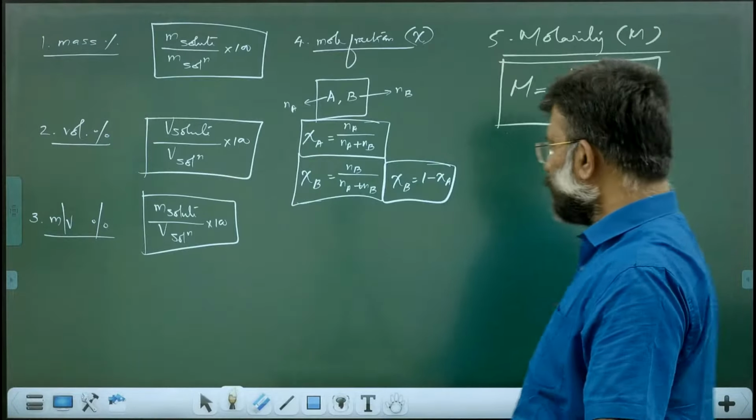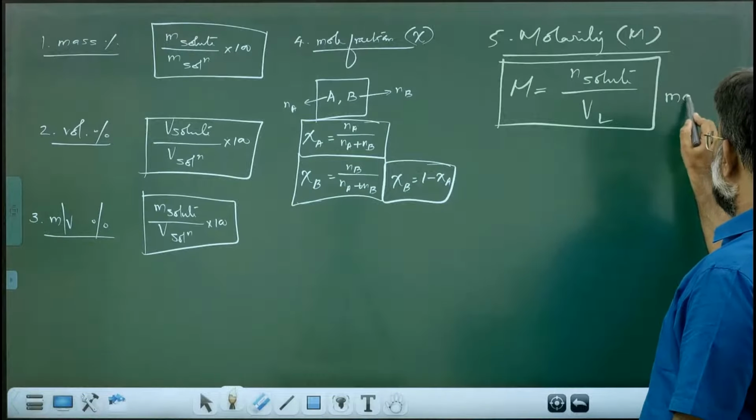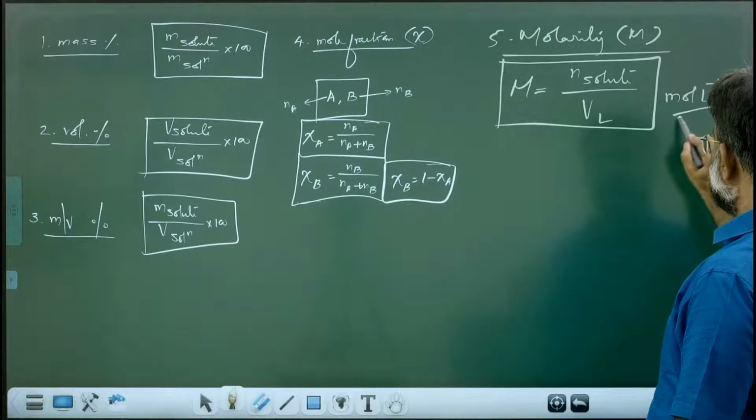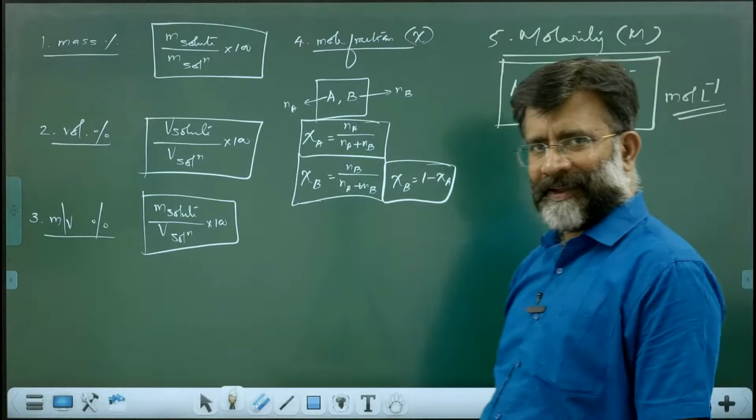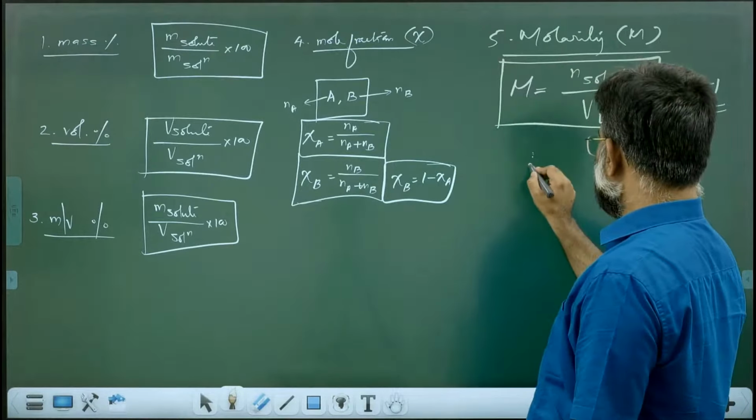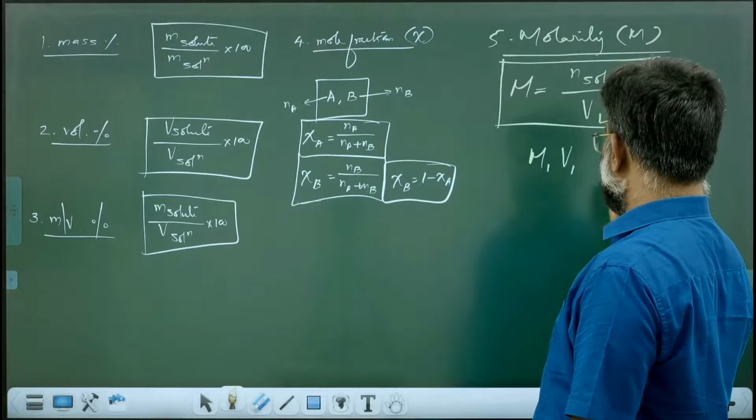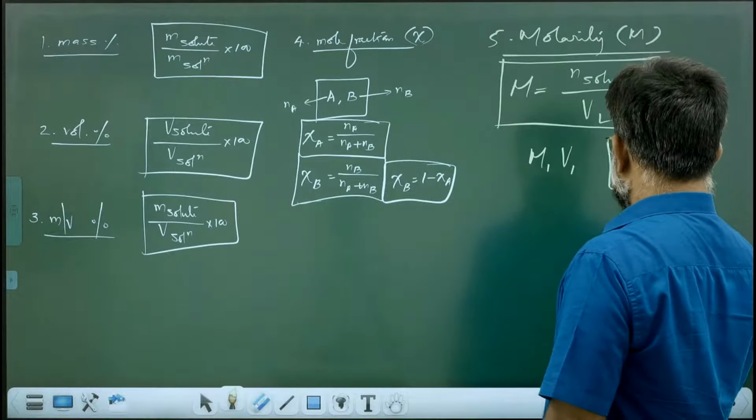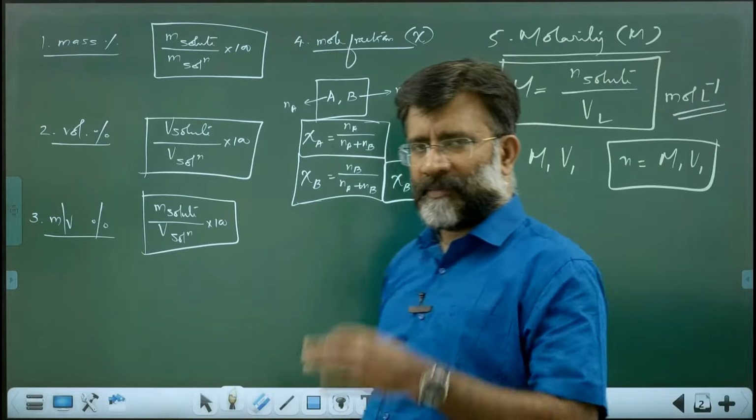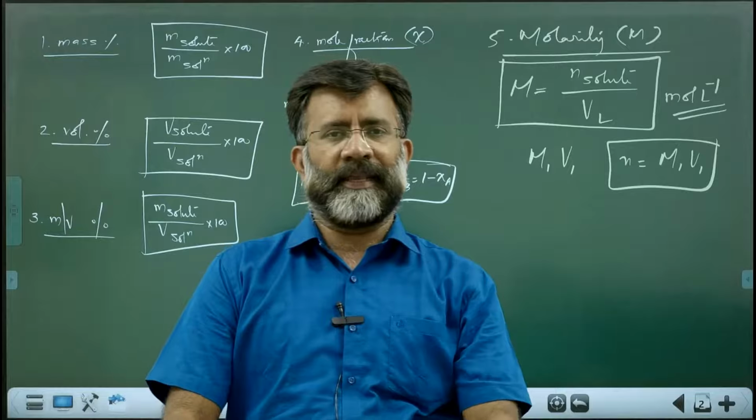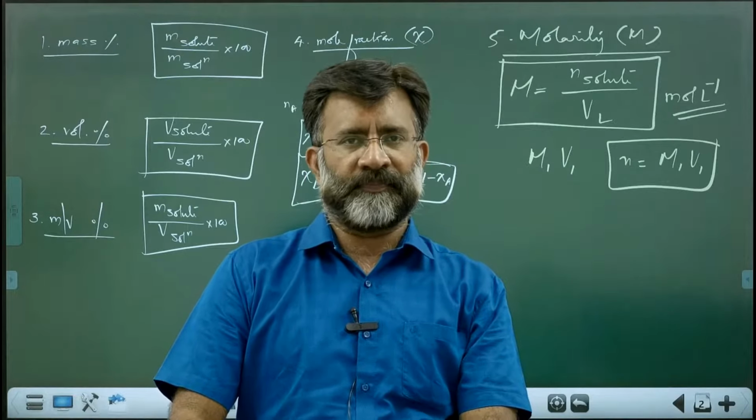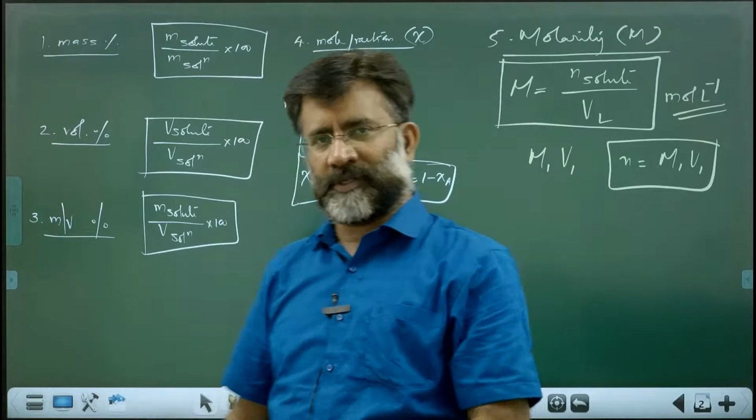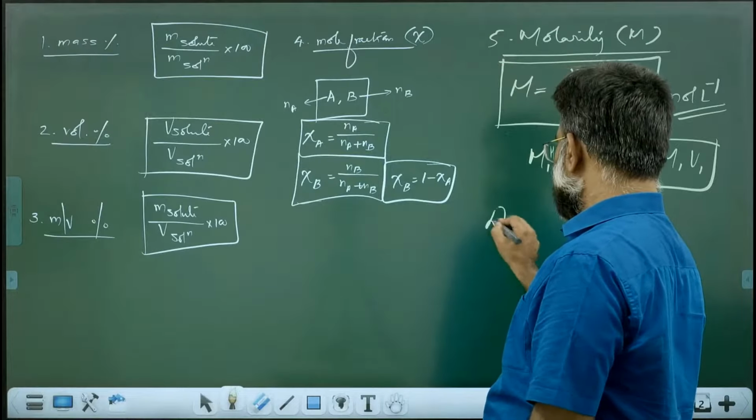What is the unit of molarity? Exactly, mole per liter. That is the unit of molarity, right? And all of you know, suppose molarity M1, volume V1, number of moles is equal to M1 into V1, right? Number of moles is equal to molarity into volume in liters. Dilution equation known to all. What is the dilution equation?